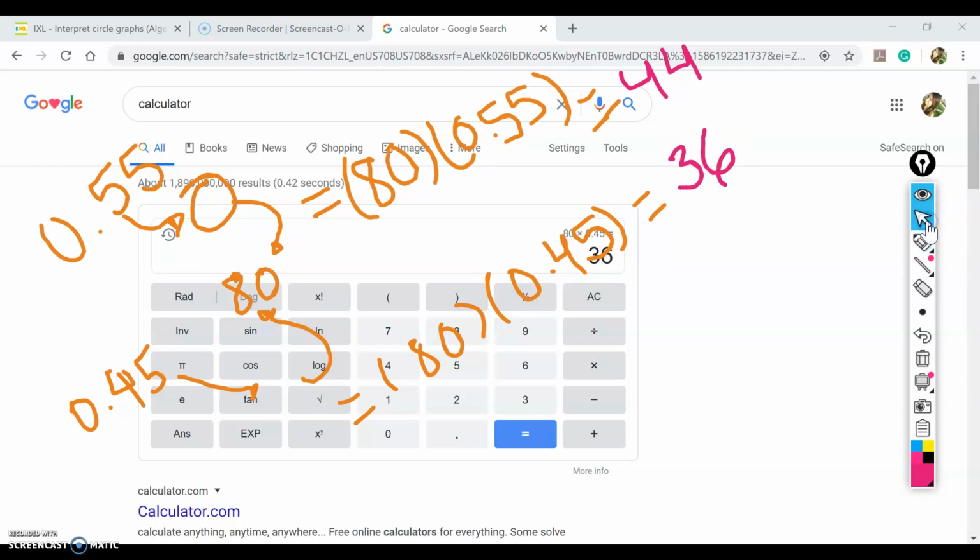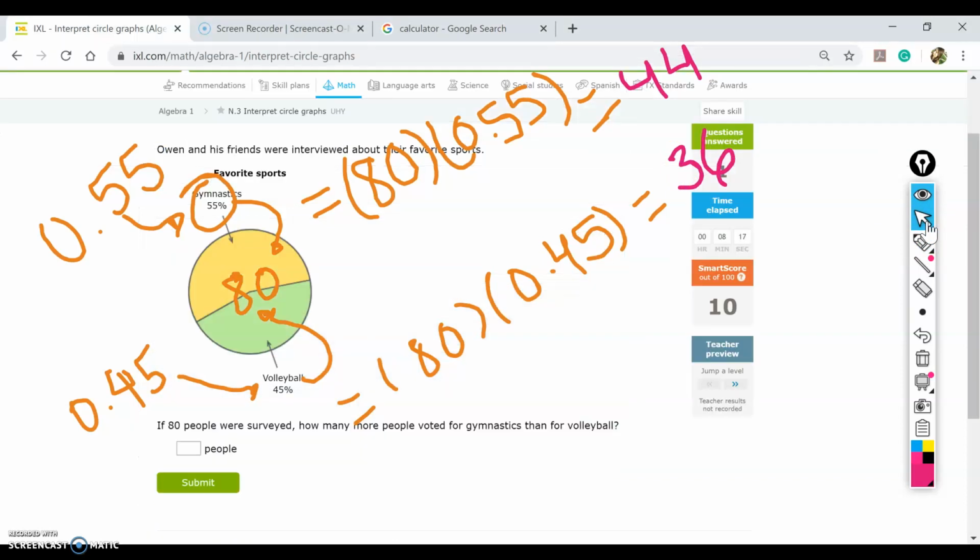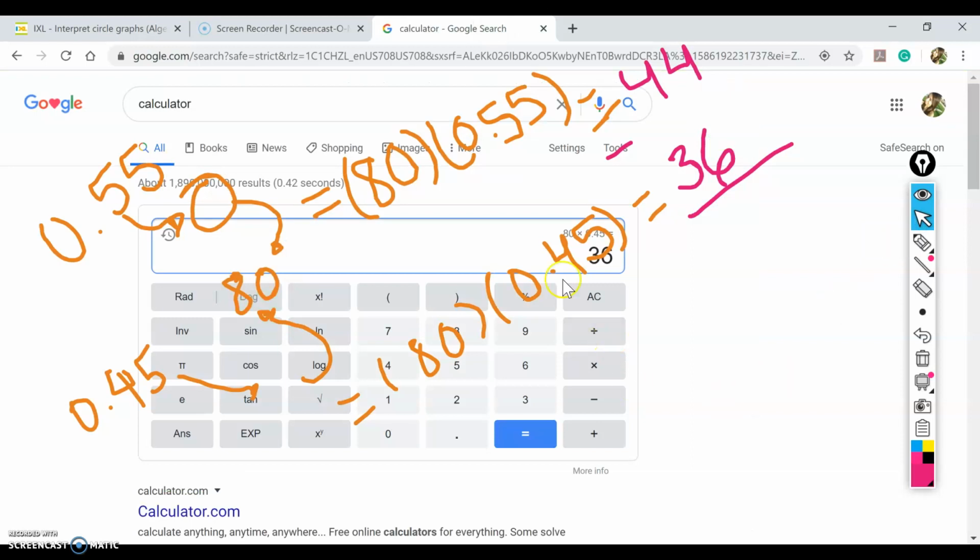But if I go back to the question, they're asking me for the difference between them. How many more voted for gymnastics than for volleyball? So that means I need to find the difference. So what I need to do is subtract them. So I would do 44 minus 36. Now let's see, what is that equal to? So if I go to my calculator again, and I do 44 minus 36, that's equal to 8. So my answer would be 8.